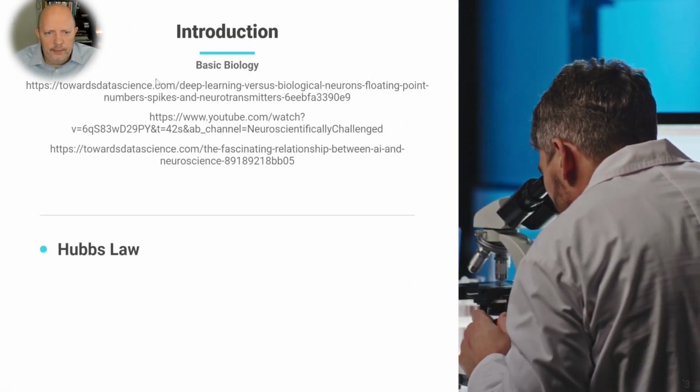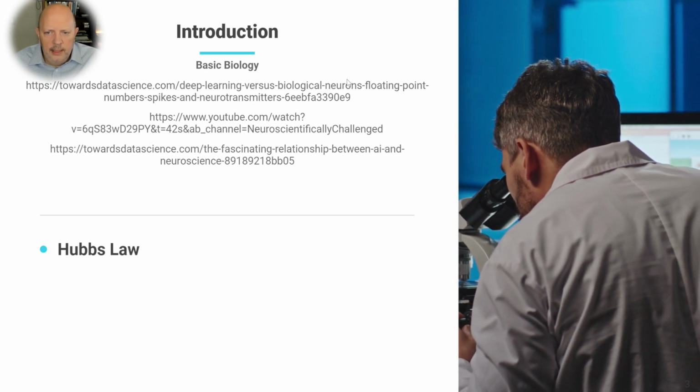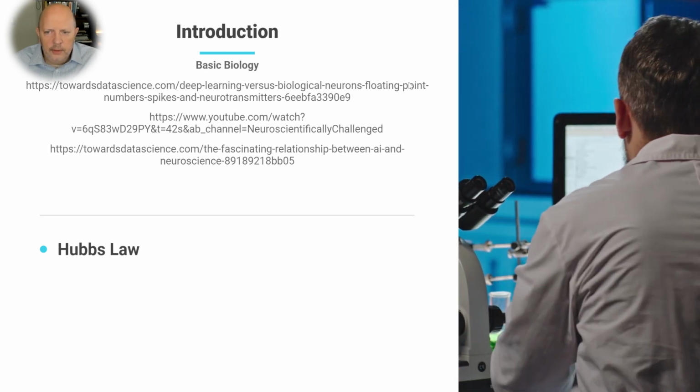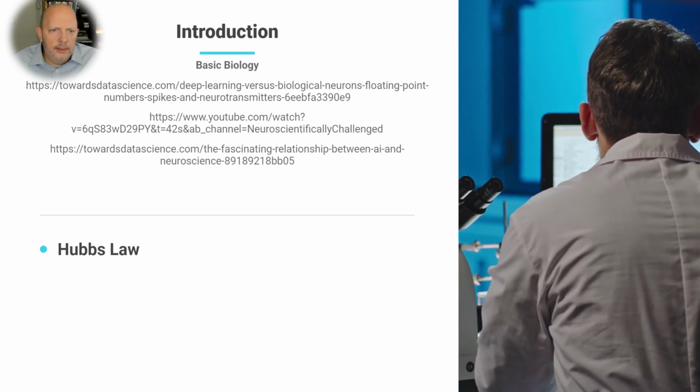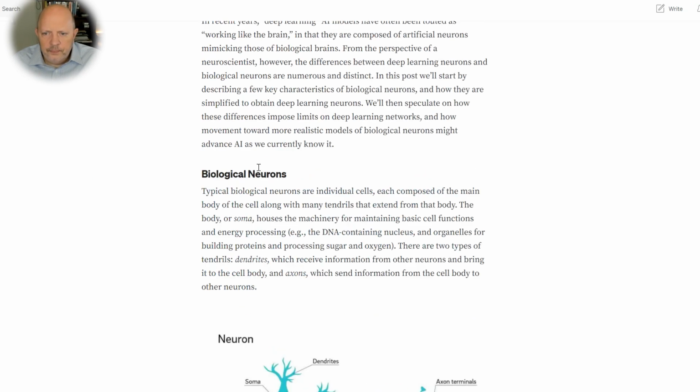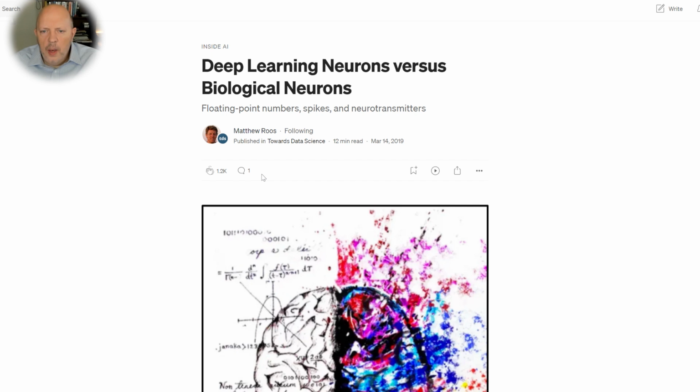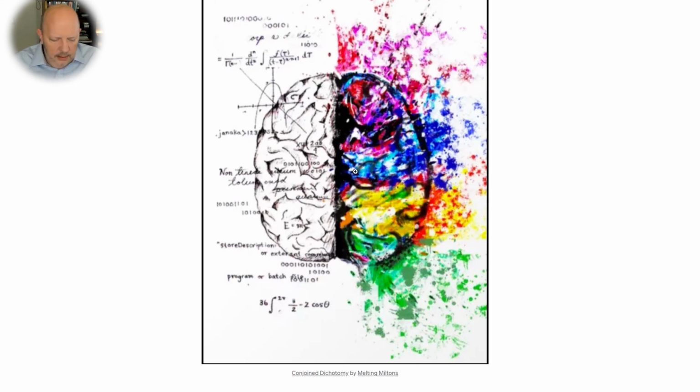I have this first video from Towards Data Science, deep learning versus biological neurons, floating point numbers. This is it right here. Let's probably make it a little bit bigger here.